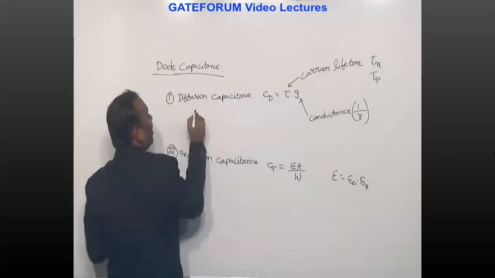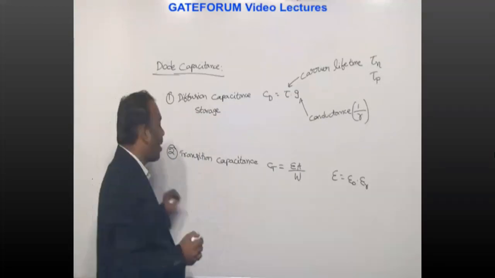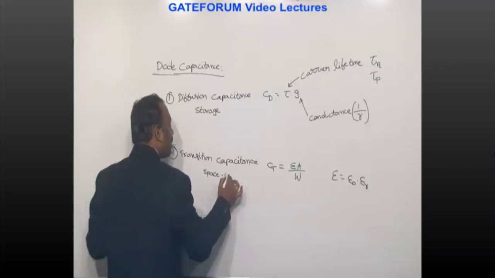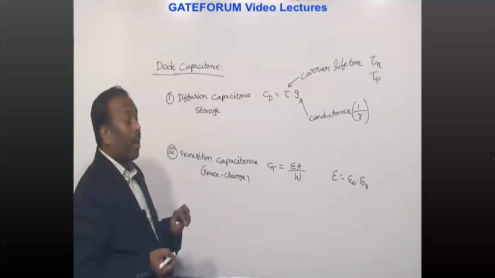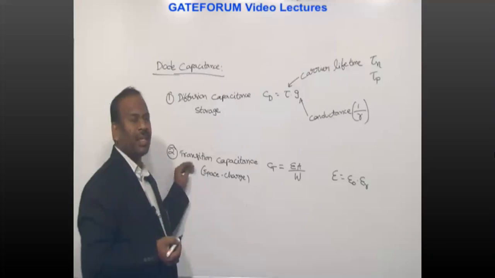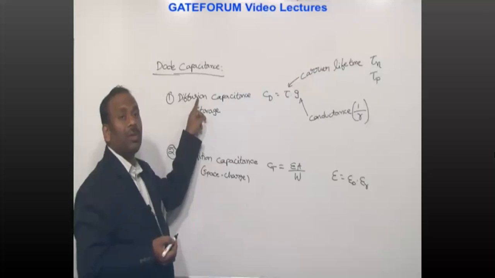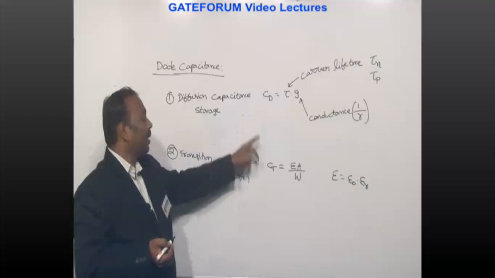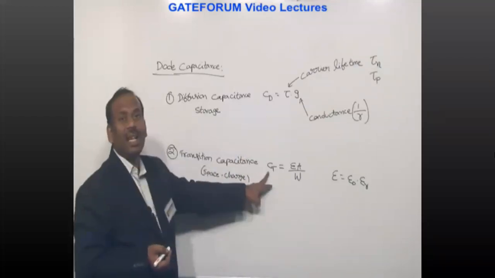This diffusion capacitance is also called storage capacitance. This transition capacitance is also called space charge capacitance. Now, under forward bias condition, diffusion capacitance is greater than transition capacitance. The transition capacitance is negligible under forward bias condition because the diffusion value is larger. Under reverse bias condition, CT is larger than CD. Therefore, CD is neglected under reverse bias condition, and CT is neglected under forward bias condition.